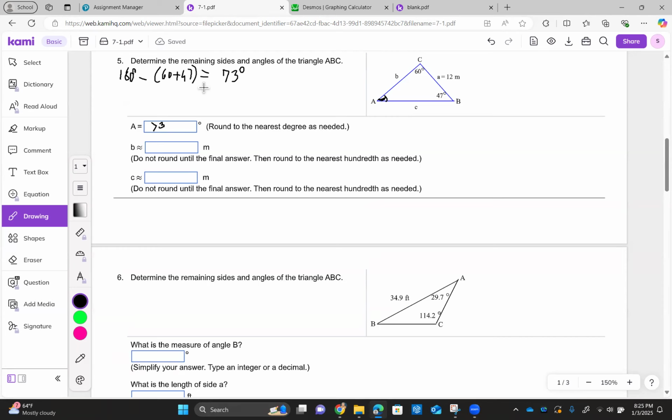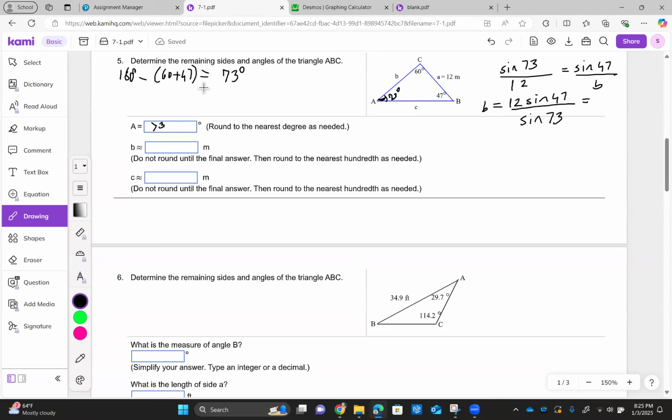So if you want to find the side B first, this is 73 degrees. We can set up sine of 73 over its corresponding side, which is 12, must be equal to sine of 47 over B. When we do cross multiplication, B will be equal to 12 times sine 47 over sine 73.